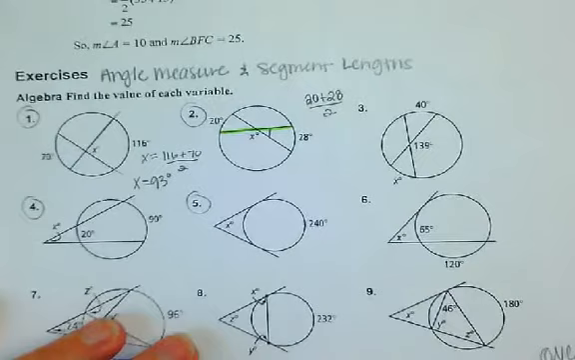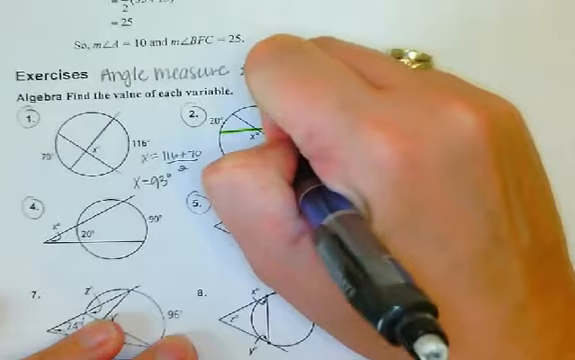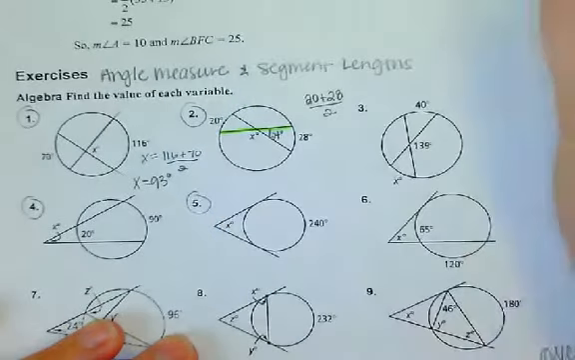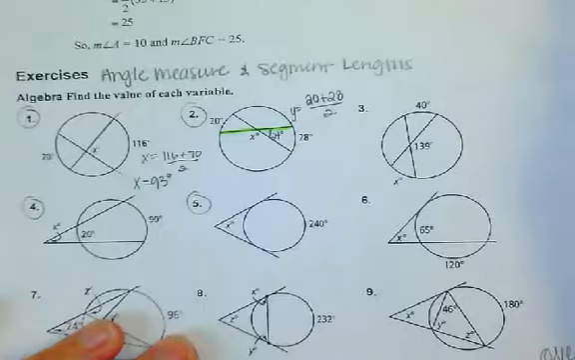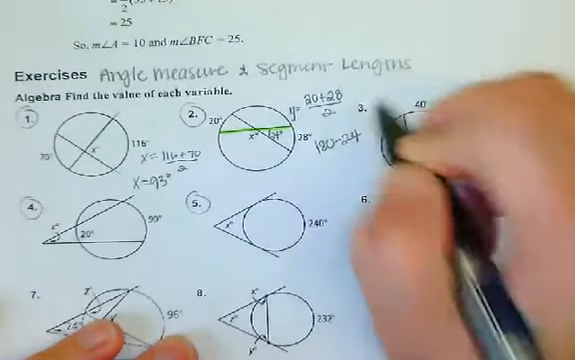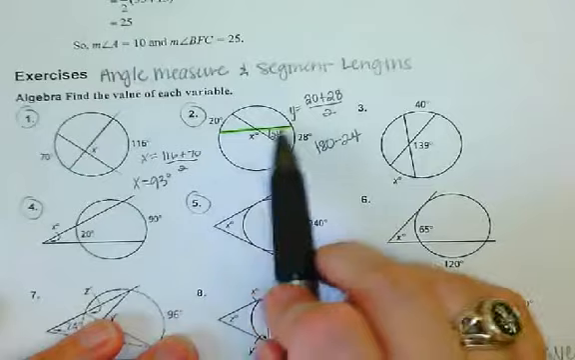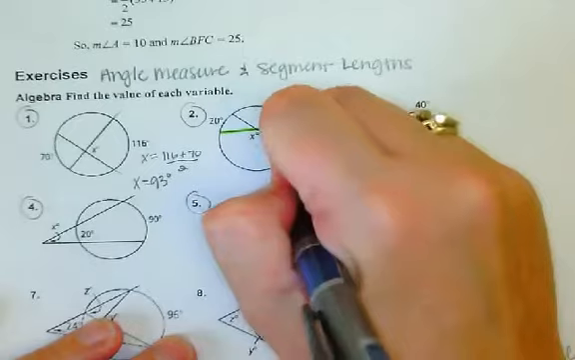So 20 plus 28 is 48. 48 divided by 2 is 24. So the measure of my angle here is 24. That's not the measure of x. You can call that y if you want to. So now in order to find x, I'm going to say 180 minus 24, since those two pieces are on that straight angle. So 180 minus 24 gives me a value of 156.